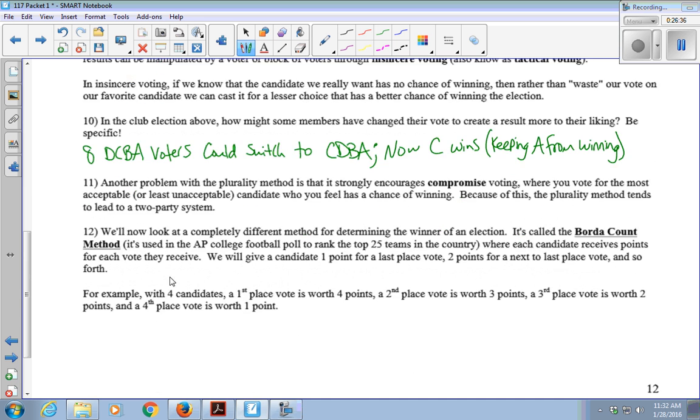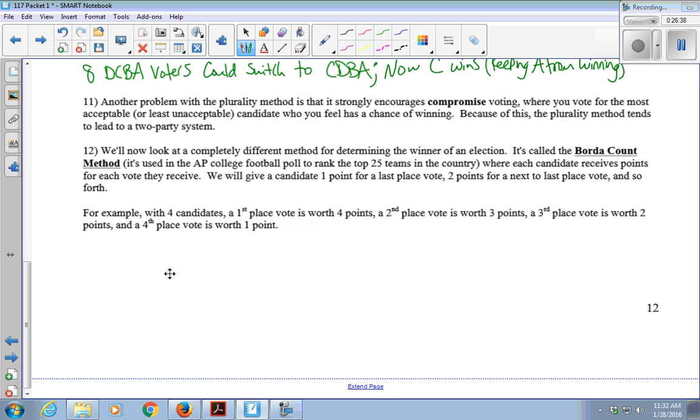All right, so given that we have a few drawbacks to the plurality method, we're now going to look at a completely different method for determining the winner of an election. It's called the Borda count method. It's used in the college football poll that ranks the top 25 teams in the country, and several other places too. I think it's used in the Heisman Trophy vote and maybe also the Oscars.